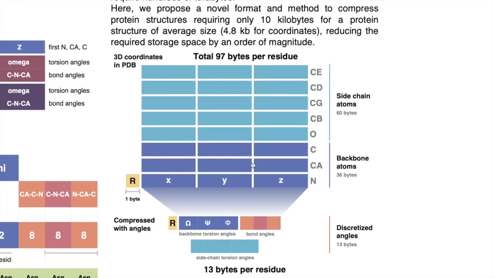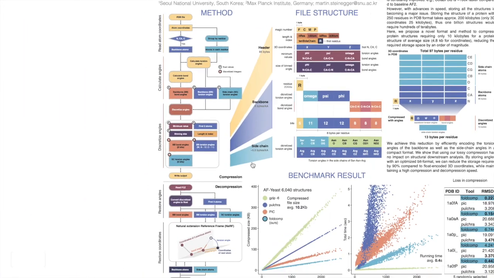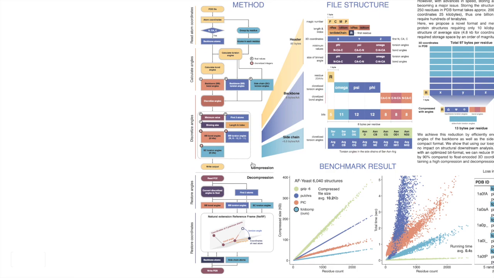So we designed a novel format and method to compress protein structures requiring only 10 kilobytes for a protein structure of average size. We reduced the required storage by an order of magnitude through encoding the torsion angles in a compact format. We could reduce the storage required to 13 bytes per residue, which saves about 84 bytes compared to 3D coordinates. Now I'll continue to explain our compression method.